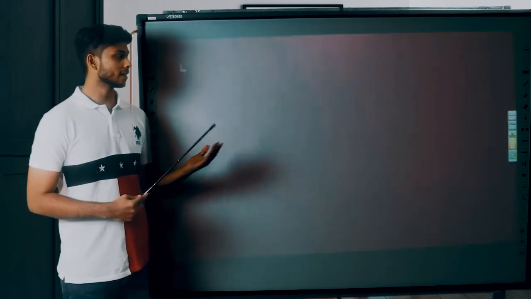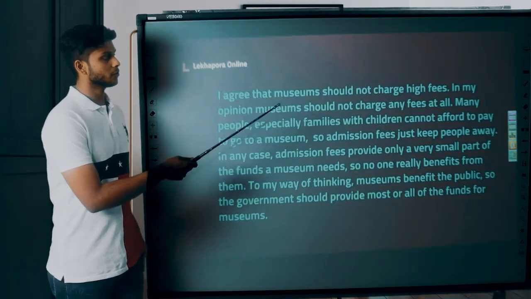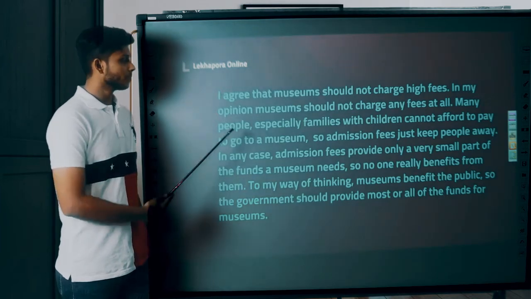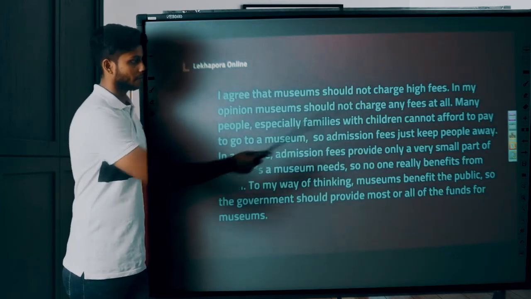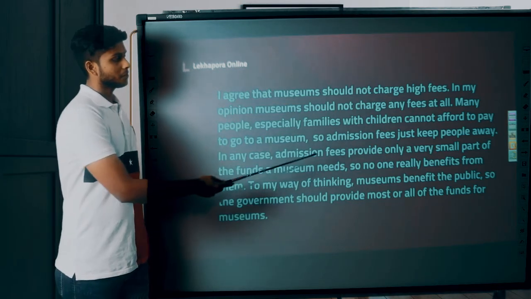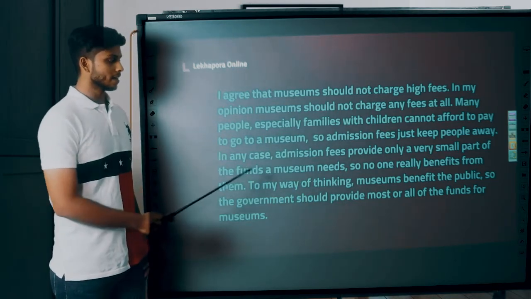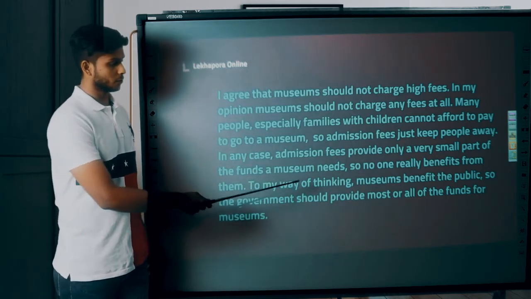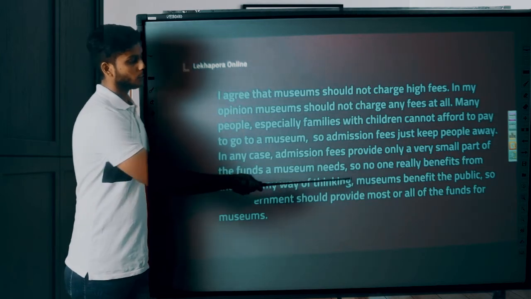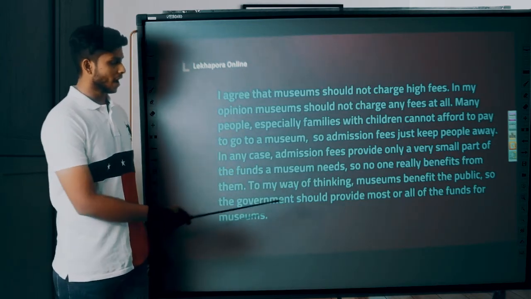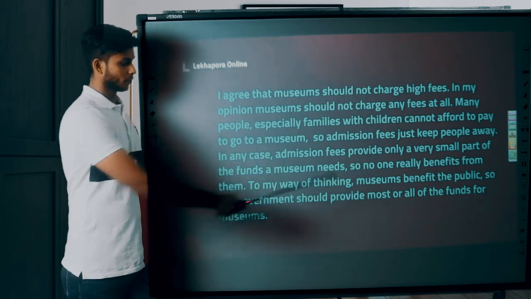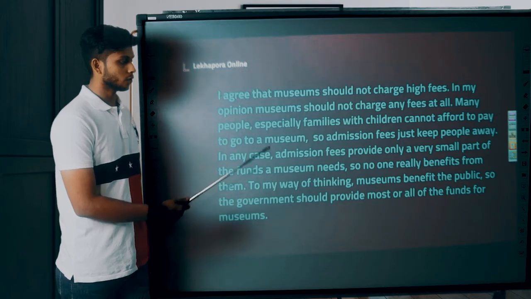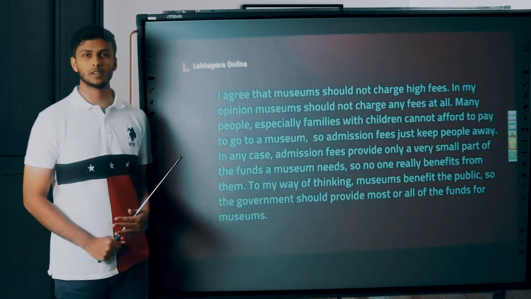Let's look at one example response. I agree that museums should not charge high fees. In my opinion, museums should not charge any fees at all. Many people, especially families with children, cannot afford to pay to go to a museum, so admission fees just keep people away. In any case, admission fees provide only a very small part of the funds a museum needs, so no one really benefits from them. To my way of thinking, museums benefit the public, so the government should provide most or all of the funds for the museums.